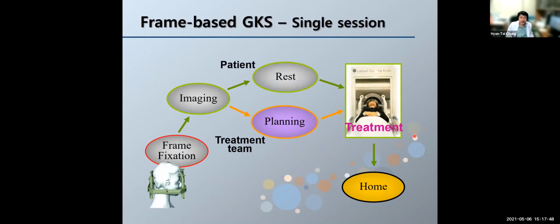Okay, let me start with the traditional way of gamma knife surgery. It's frame-based gamma knife surgery in a single session. In the early morning, usually around 7 a.m., the patient comes to the gamma knife center, and we fix the frame with 4 screws and take a stereotactic image. Then the patient takes a rest. During that time, the treatment team makes a treatment plan. After the planning is finished, we go together to the machine for irradiation, and the patient goes home after removing the frame. It's a one-day procedure. It's very simple and very convenient for the patient.